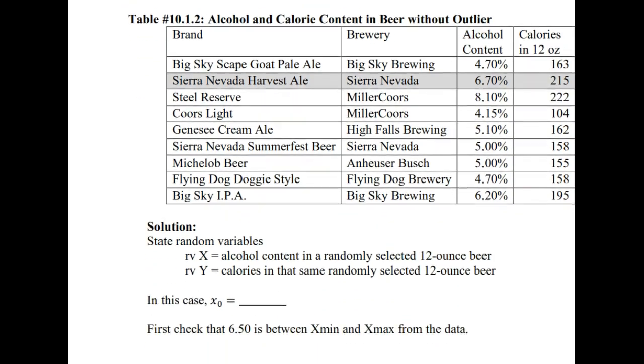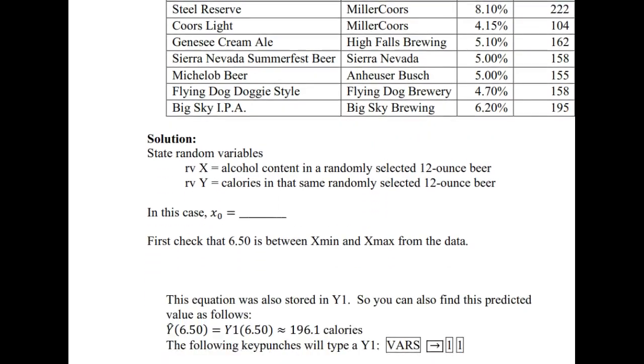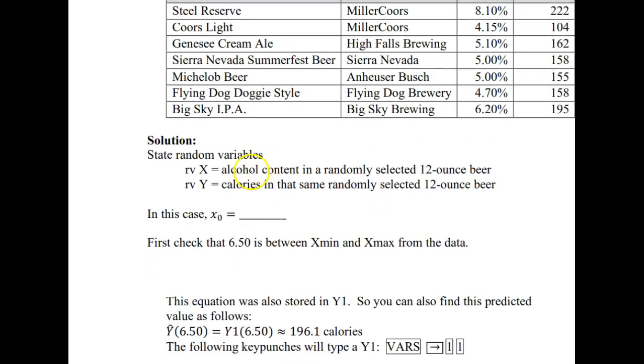The one that's highlighted here will have meaning in one of the later parts. But again, here's our data of our 9 beers, their alcohol content and calories. Our random variables are still the same. X is the alcohol content in a randomly selected 12-ounce beer, and our random variable Y is the number of calories in that same randomly selected 12-ounce beer.